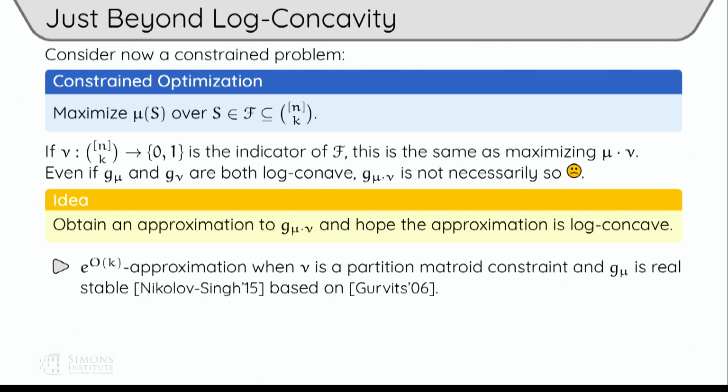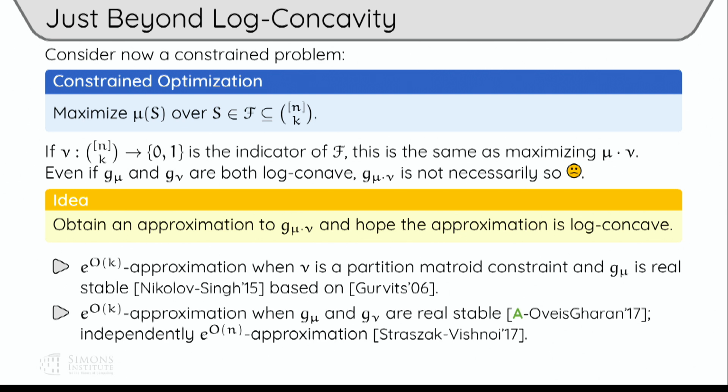A little bit of history of this. Mohit and Nikolov did this when nu, the constraint function, was coming from a partition matroid, and the polynomial for mu satisfied a stronger form of log concavity, real stability. This was based on earlier results of Gurwitz.